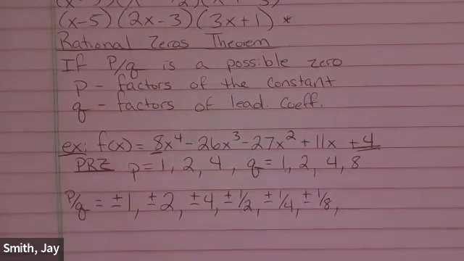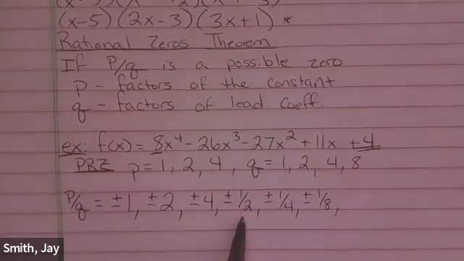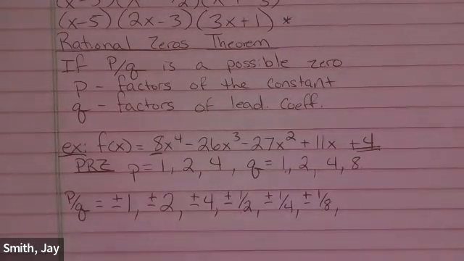All right. Does anybody have a question? Is there anybody who does not see all 12 possible rational zeros in this particular example? Are there any questions on how we ended up getting 1, 2, 4, 1/2, 1/4, and 1/8, both the positive and the negatives of each of those possible rational zeros?